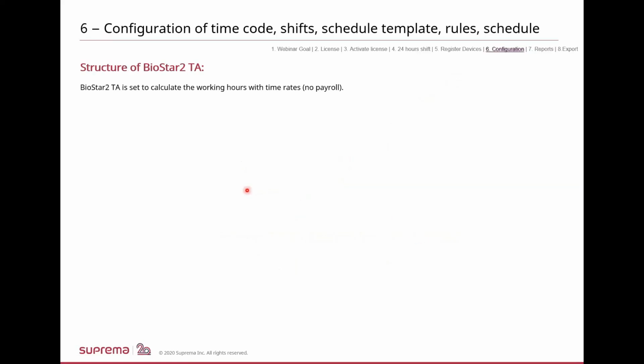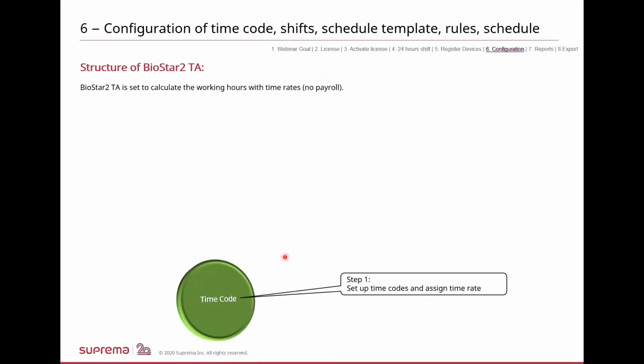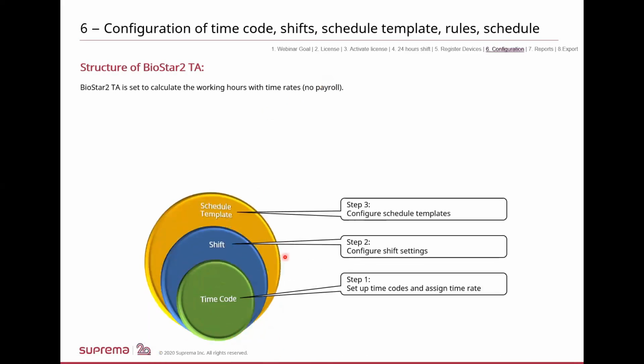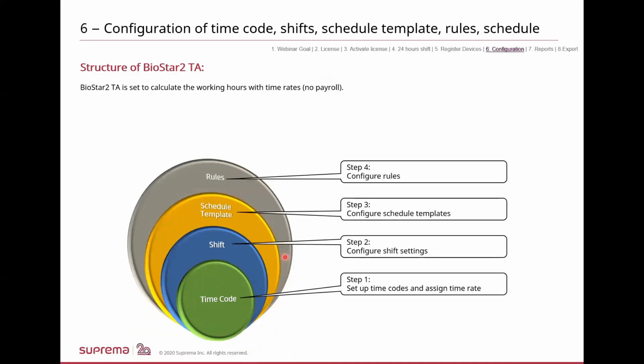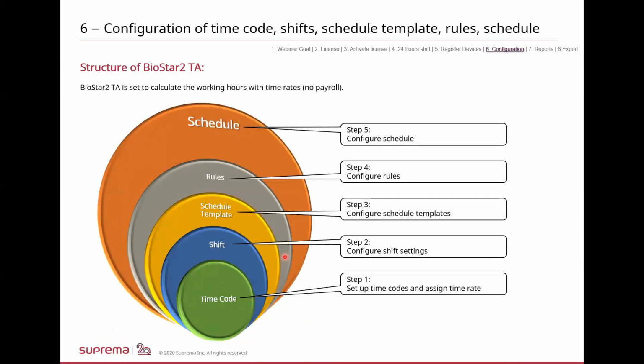So please note that the time attendance module is for time rates and it is not a payroll. So you cannot set the parameter of the working hour rates in amounts of money in order to calculate the salaries. It is only for time rates to show how many hours have been worked or break or meal. So the first thing we're going to discuss today is the time code. Then we have the shift, we have the schedule template, rules, if any, to be configured, and finally the schedule.